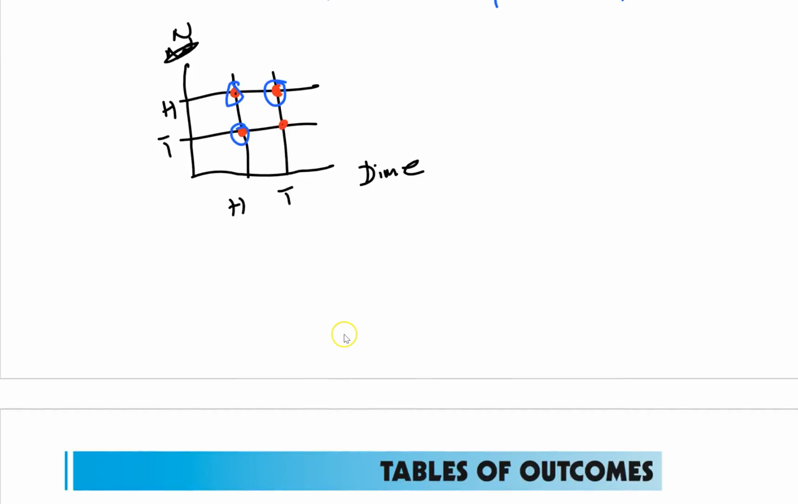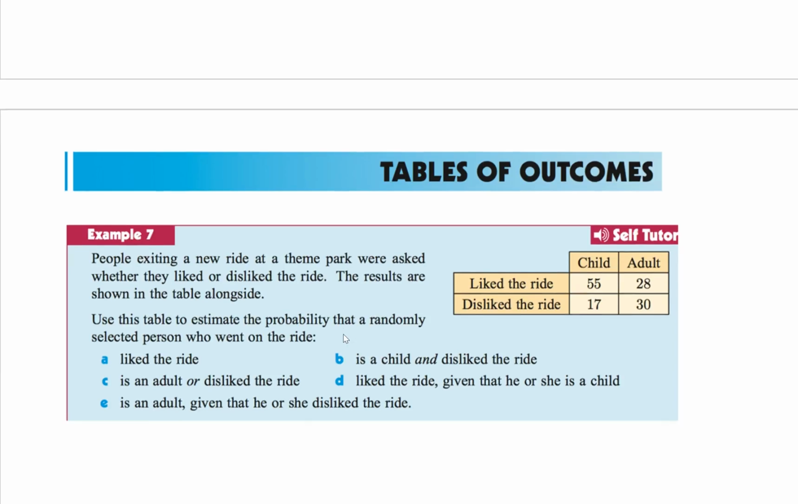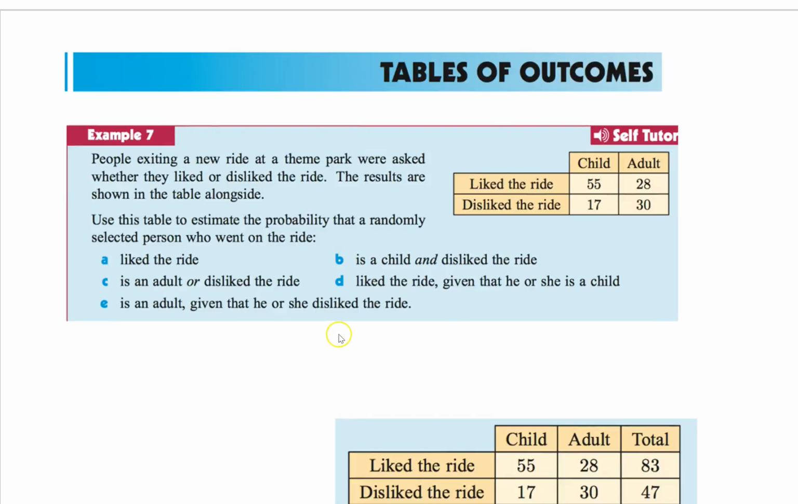Now let's move on to another topic of probability. Table of outcomes. This is one of the most straightforward types of problems you will see in probability. They'll ask a question, they'll give you a table of what happened.